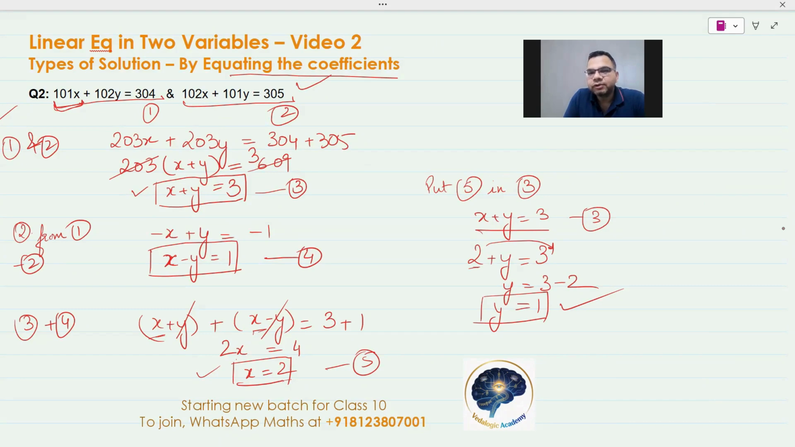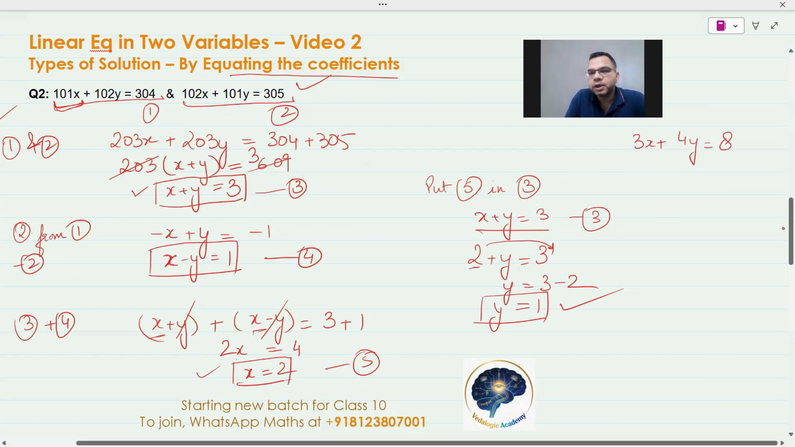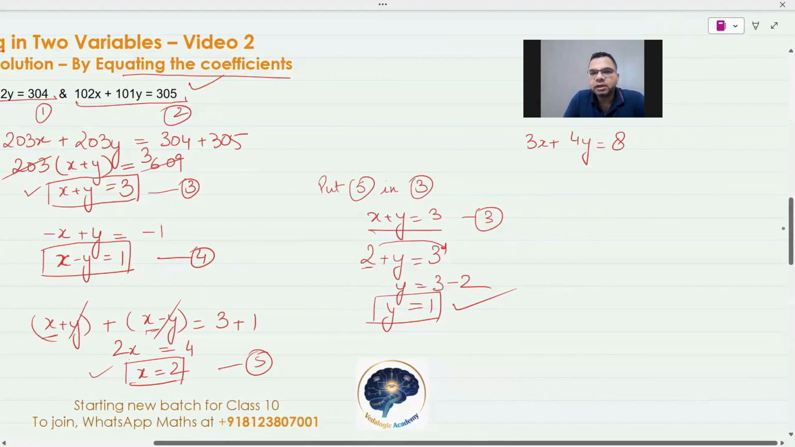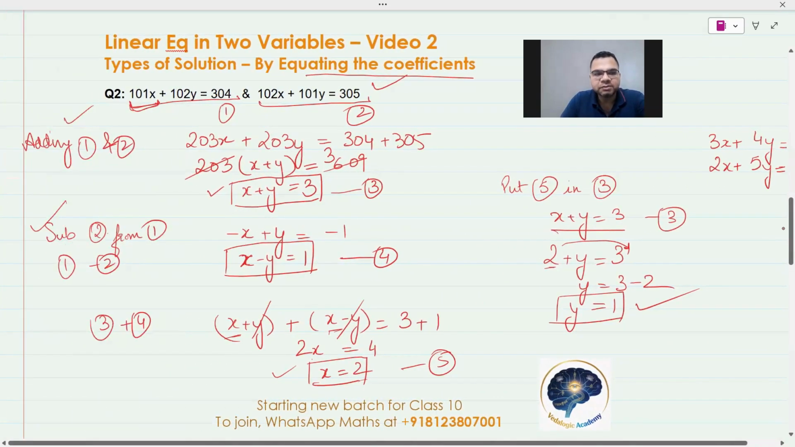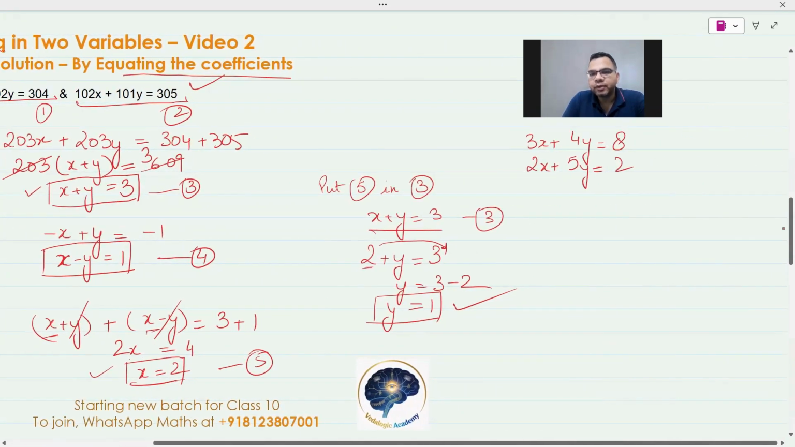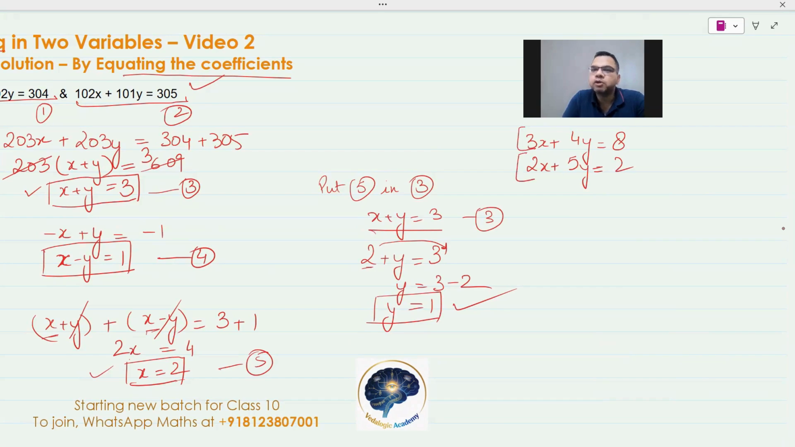Let's take a scenario where we have equations like 3x plus 4y equals 8, and the other equation is, let's say, 2x plus 5y equals 2. Here, if you see the coefficients, the method that we used in the previous scenario, adding 1 plus 2 or subtracting 1 minus 2, we can't do it here. So what we can do here is make the coefficients the same. Let's say I want to make the coefficient of x the same.